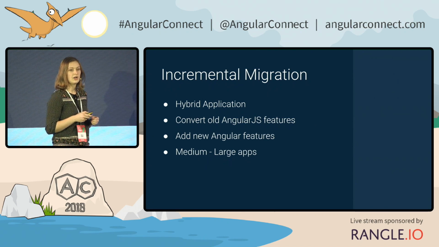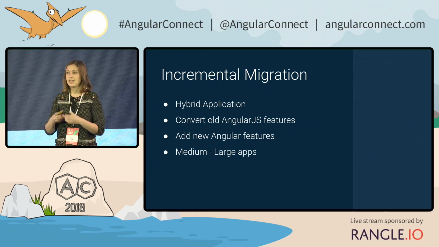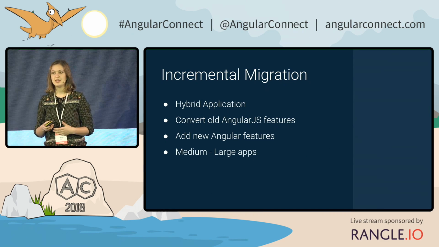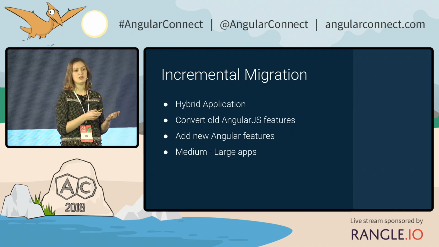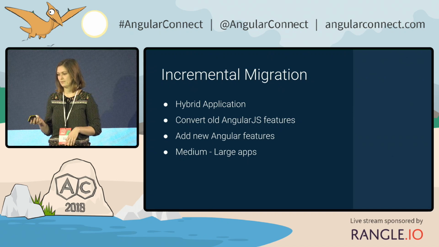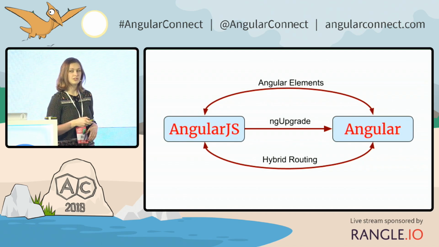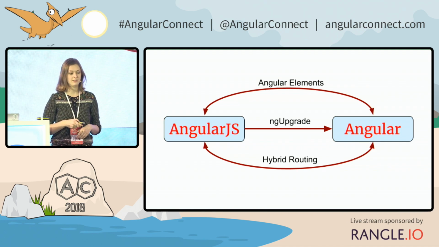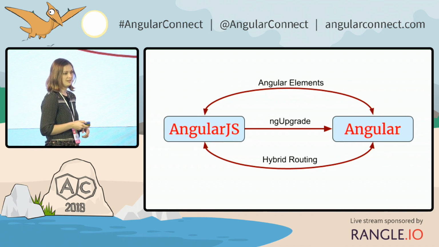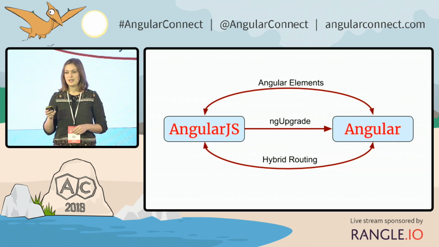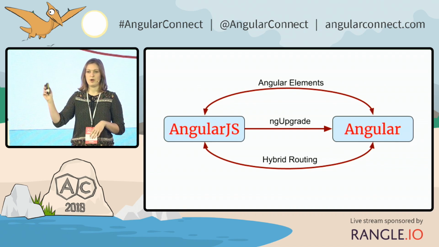And this approach is really great for medium to large applications and large teams because you can't just drop everything and start fresh. You might need to be able to continue having that application exist, and so you want to be able to continue building new features. Some of the incremental migration approaches out there today are Angular Elements, which Aaron Coughlin talked about yesterday, ngUpgrade, which Sam Julien talked about yesterday as well, and hybrid routing. Hybrid routing is essentially having two applications, one hosted by AngularJS and one hosted by Angular.